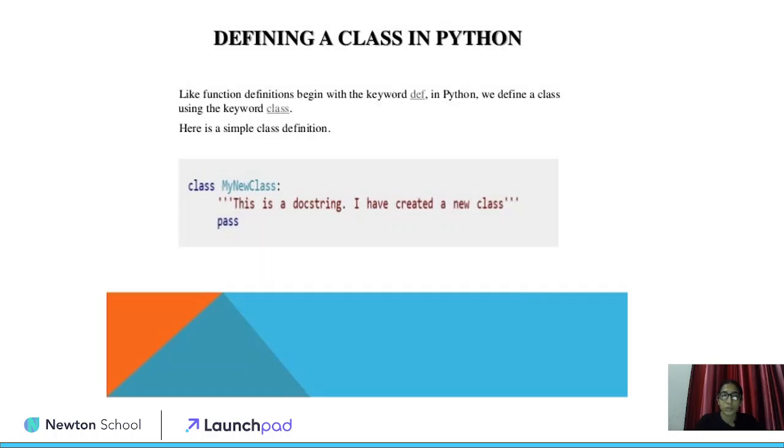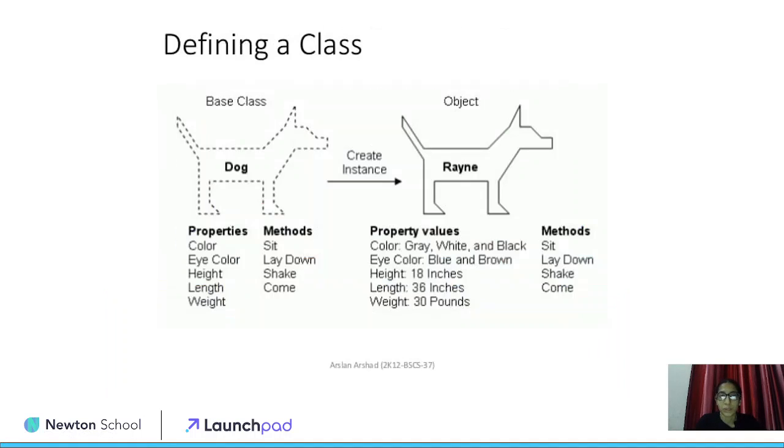The simplest way to write a class is to just define the class and its variables, whether global or private. It has a simple syntax in Python. Here is a very simple example: the dog example. A dog has properties, and then methods. The properties in the class are color, eye color, height, length and weight. The methods it can show us are sit, lie down, shake and come.